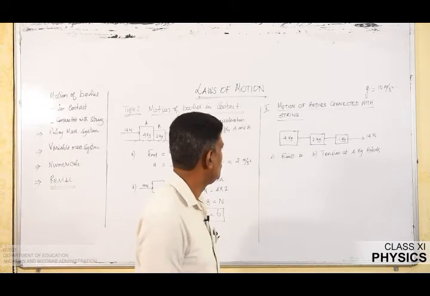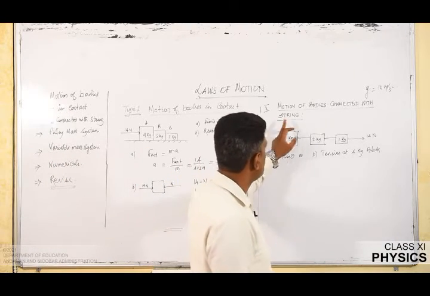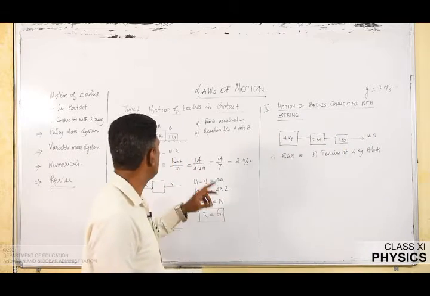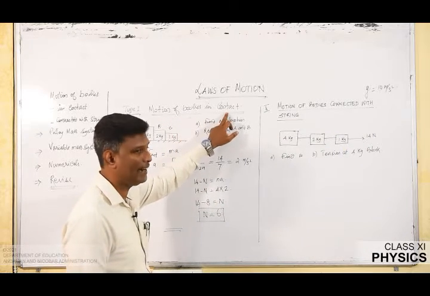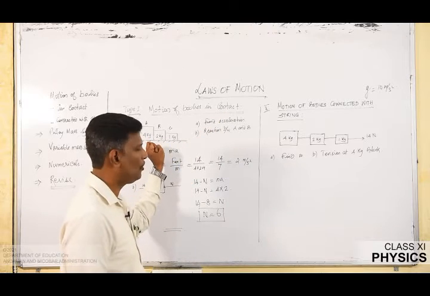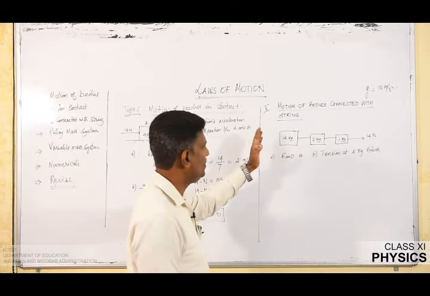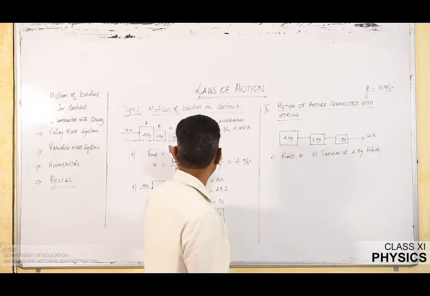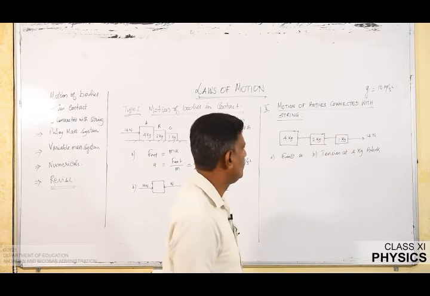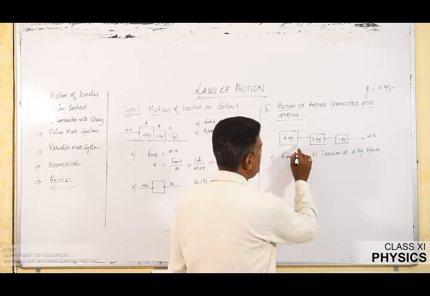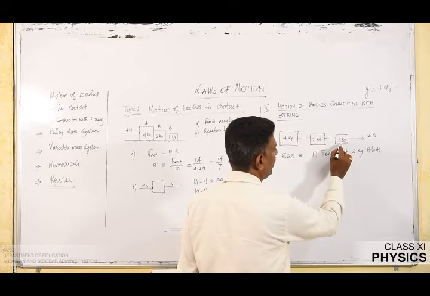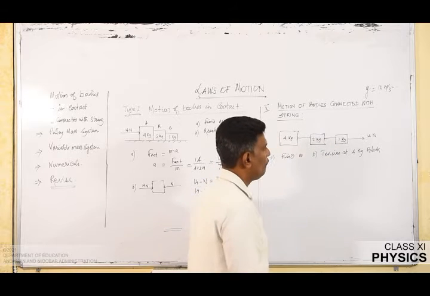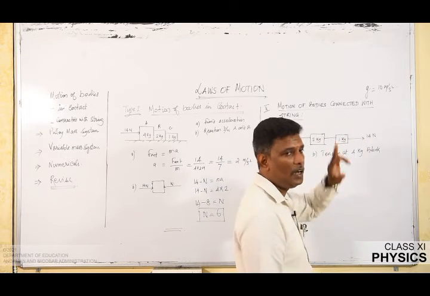Let us take the second type, motion of bodies connected with string. Earlier what we have seen, motion of bodies in contact, that means all the bodies are in contact. In this case, motion of bodies connected with string. In the same example we can take the 4 kg block, 2 kg block and 1 kg block which are connected with a string. An external force of 14 Newton is applied.